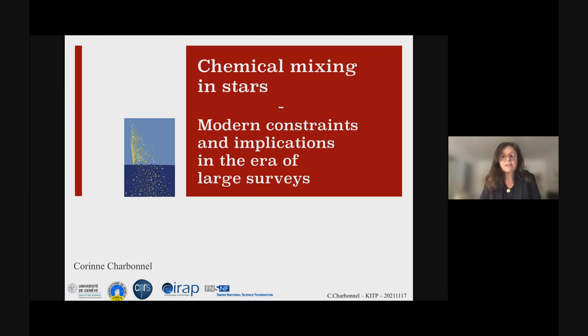So I will talk about chemical mixing in stars. And actually, I decided to take a different angle of view from the other talks we had during the week, and I will try to gather different constraints that come from different surveys, and also the implications that chemical mixing might have in the reading of these surveys.